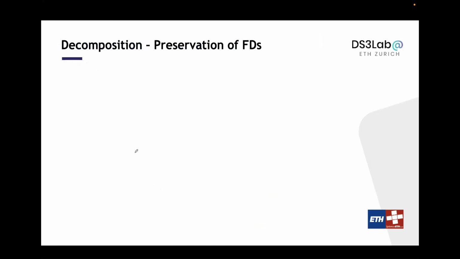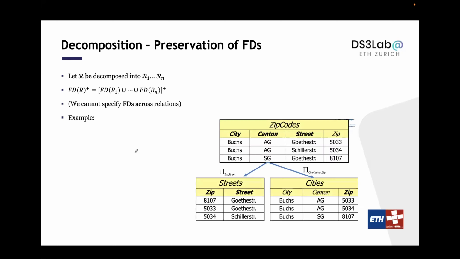There's another property about decomposition, which is the preservation of functional dependencies. Essentially, whether you can decompose R into R1 to Rn, and if you compute the closure of the functional dependencies on R, and also the closure of the union of the functional dependencies on each of the relations, whether you cover the same collection of functional dependencies.